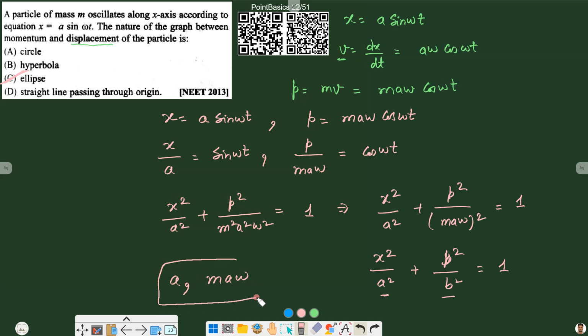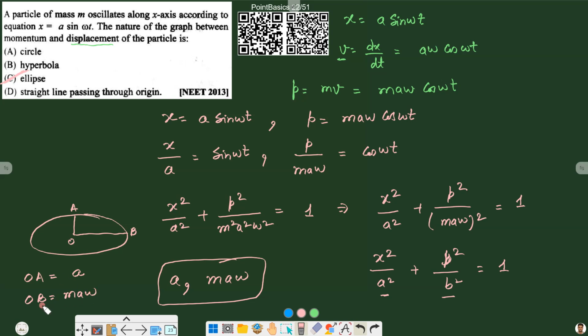These are the two that will be the lengths of the axes. And if we know, this will be the ellipse. If it is O, A and B, then we might argue that OA is equal to a and OB is equal to m a omega, or vice versa, that OA is equal to m a omega and OB is equal to a. So this will be the length of the axes, and this is the equation of the ellipse.